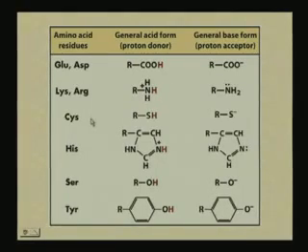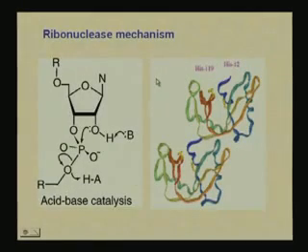So also for cysteine, histidine, serine and tyrosine. And we'll see how most of these are involved in the enzymatic mechanisms that we're going to study today. For example, the one that we will definitely be considering is histidine. We'll also see how serine and aspartic acid and even lysine are involved in these activities. So the first one that we're going to consider is the ribonuclease mechanism.